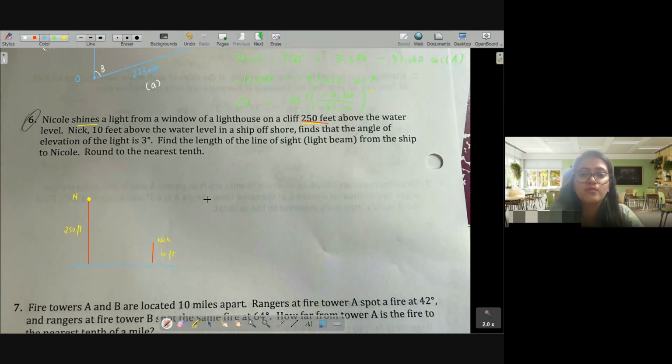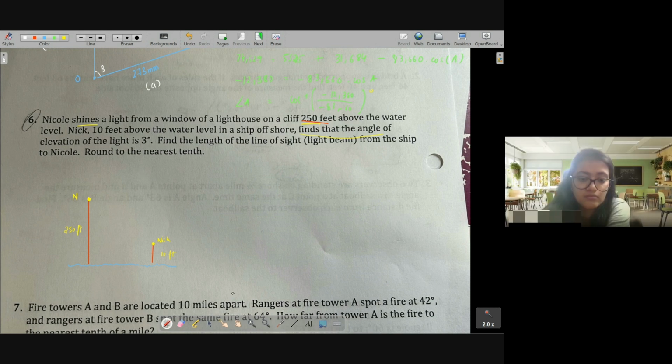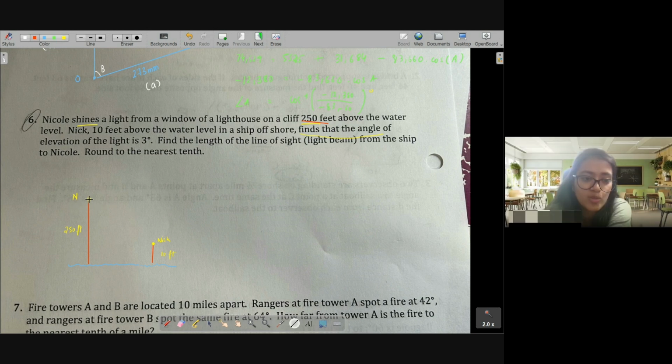In these word problems, if you draw the diagram correctly, then 80% of your question is done correctly. The rest is just 20%. Now, this is the important part. He finds that the angle of elevation of the light is 3 degrees. Which angle are they talking about? The angle where Nick is. Now, the hypotenuse, so I'll connect these 2 points.